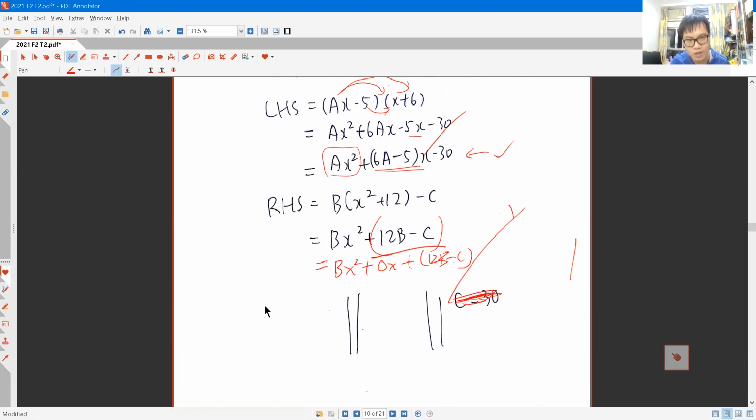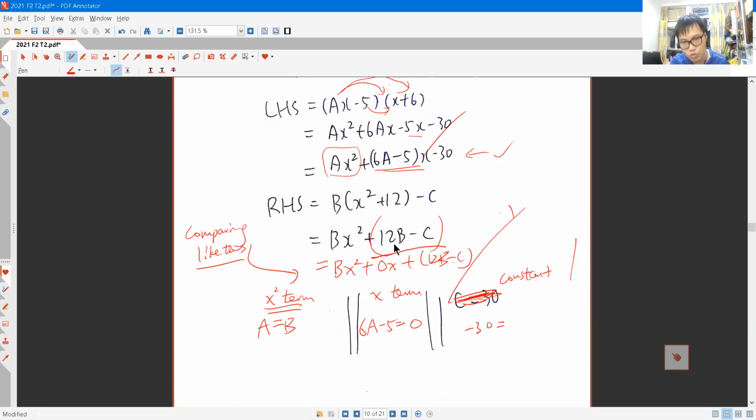Ax squared equal to bx squared for the x squared term. Right. I'll write down the statement first. Comparing like terms. For the x squared term, a equals b. For the x term, 6a minus 5 will be equal to 0. For the constant term, that means without x, negative 30 equals 12b minus c.